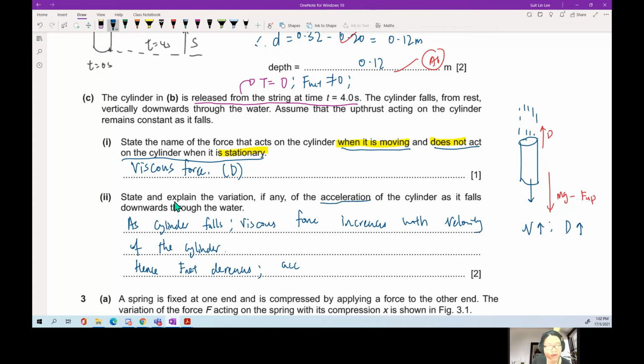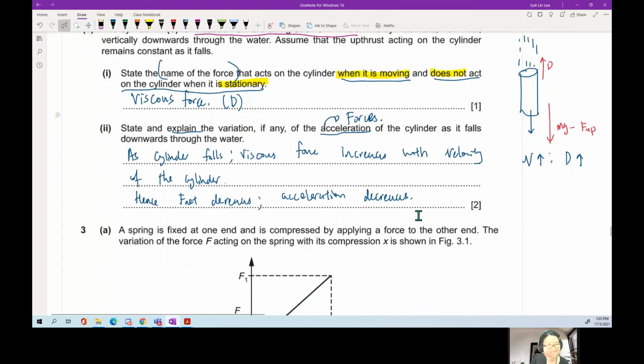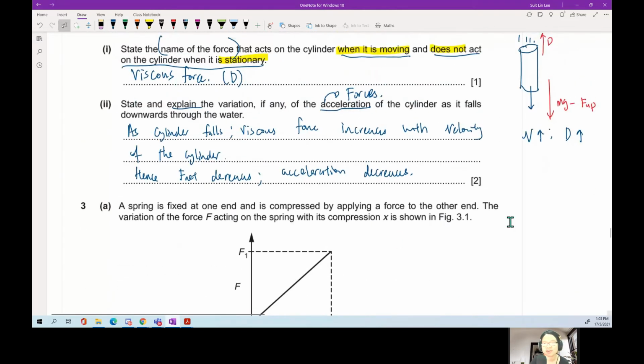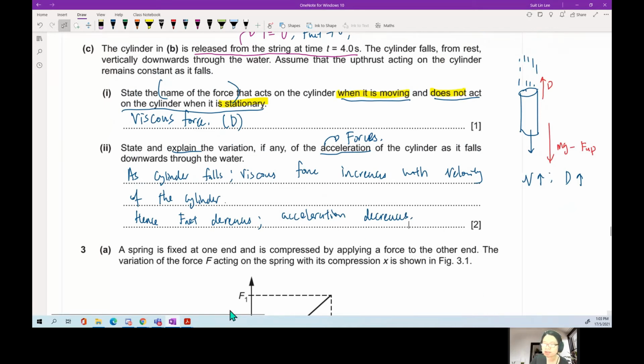So whenever they ask you to explain acceleration, always think about forces. In fact, they already hint that you should use forces here. So hence the net force decreases, acceleration decreases. Okay. All right, this is the whole question for another 7 marks. So this one is very classic. You will see it everywhere. Later I'll provide some suggestion on where it is.